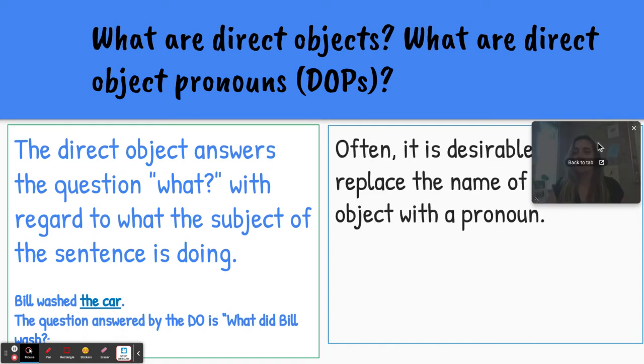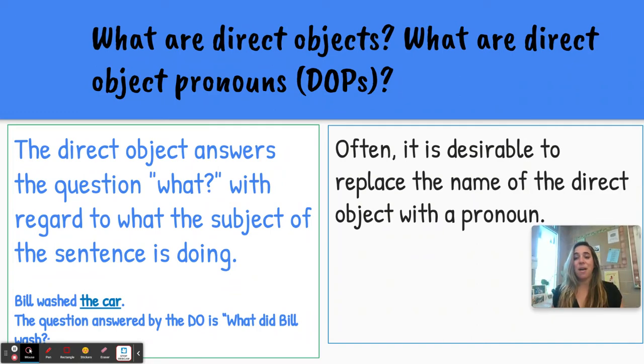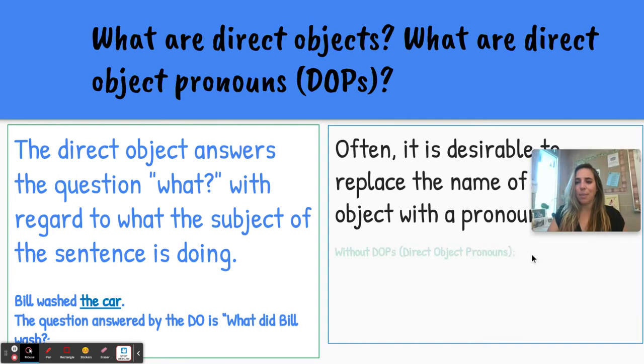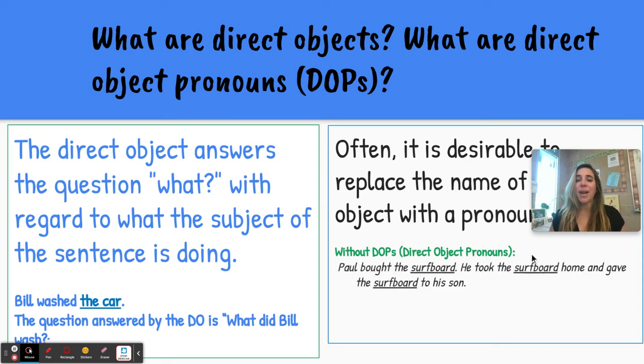Often, it's desirable to replace the name of the direct object with a pronoun. Taking a look at the example, without a direct object pronoun, you would have a sentence that looks like this: Paul bought the surfboard. He took the surfboard home and gave the surfboard to his son. Notice how the surfboard keeps being repeated. Paul bought what? The surfboard. He took what? The surfboard. And he gave what? The surfboard. These are all direct objects.